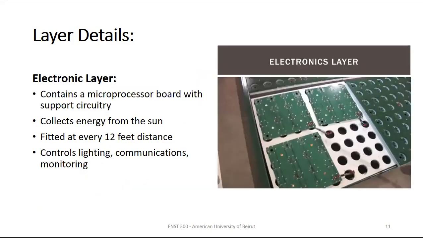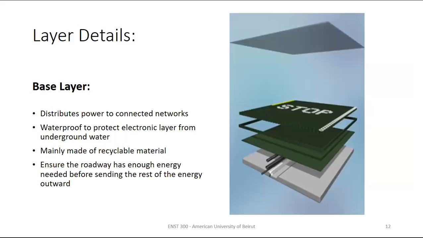The electronic layer consists of a microprocessor board with a supporting circuit for sensing the masses on the surface and at the same time controlling the heating element. Why the heating element? Because it will help in the process of snow or ice removal in the cold regions. This can also control any lighting system that is implemented on the pavements. And these microprocessor chips should be placed 12 feet apart, making the solar roadway an intelligent highway system that controls lighting, communications, and monitoring.